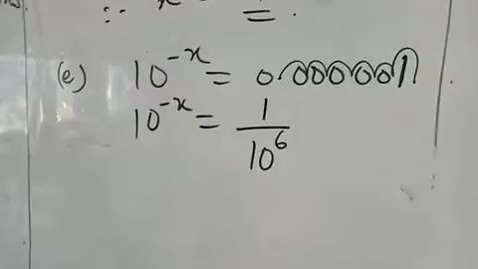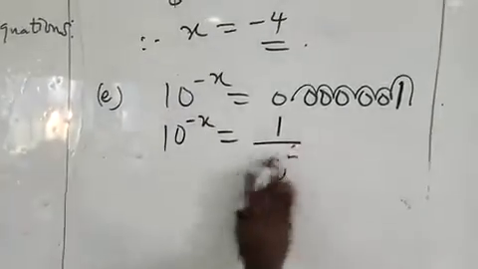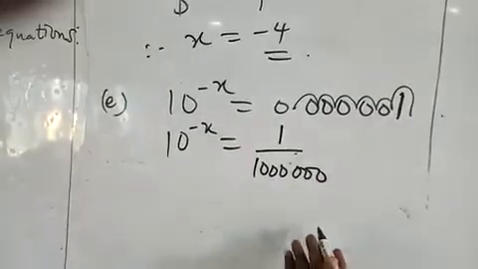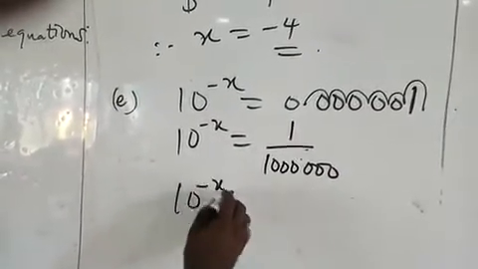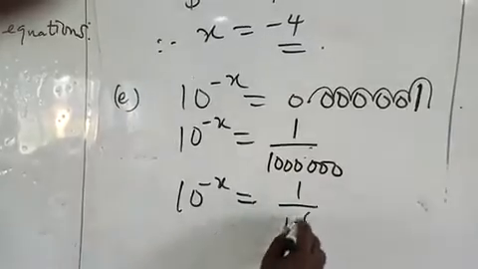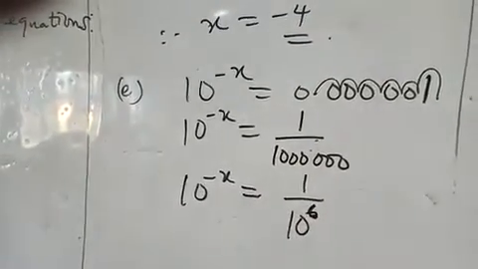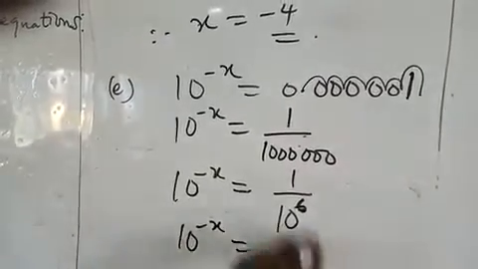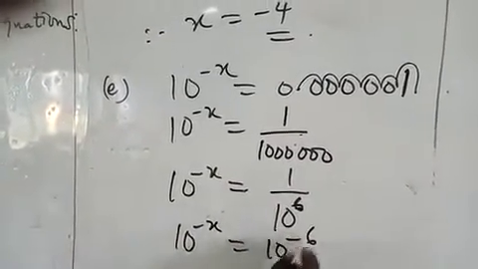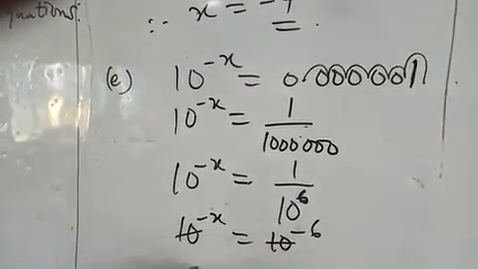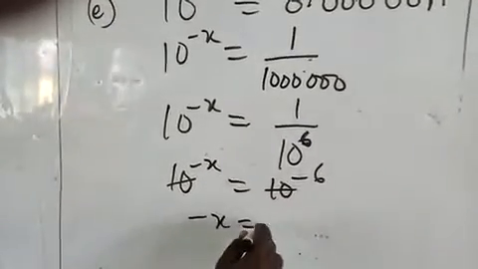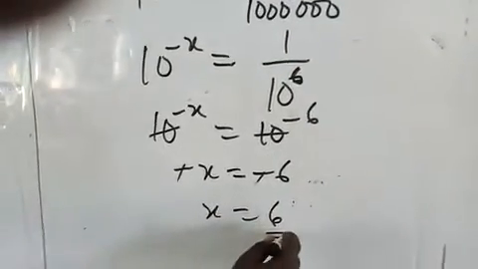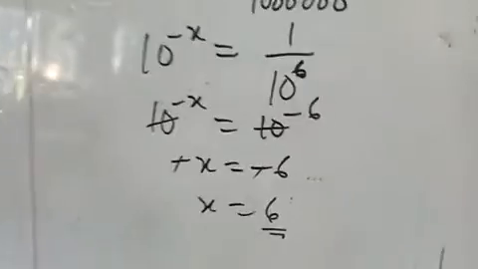Or you say 1 over 1 million, but you have to still convert it back to an index. That is 10 raised to power minus 6. So this 10 raised to power 6 can come up and become 10 raised to power minus 6. So this 10 and this 10 will go. Minus s equals minus 6. Take care of the minus, and s equals what? s equals 6. So that's it.